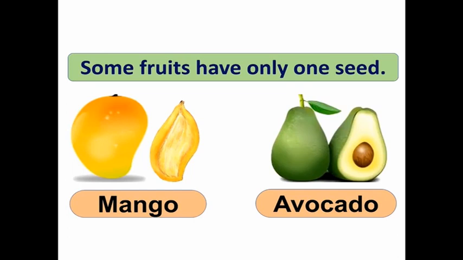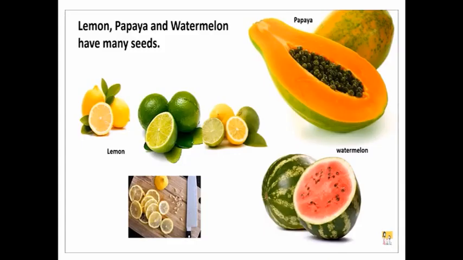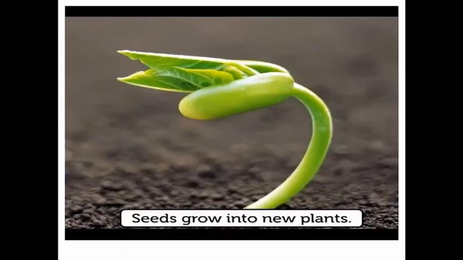And most fruits have seeds inside them. Some fruits have only one seed. And some fruits have many seeds inside them. So we can say that flowers play an important role in producing seeds. Mostly seeds are found inside the fruits. A seed contains a baby plant and its food. And this baby plant grows into a new plant.